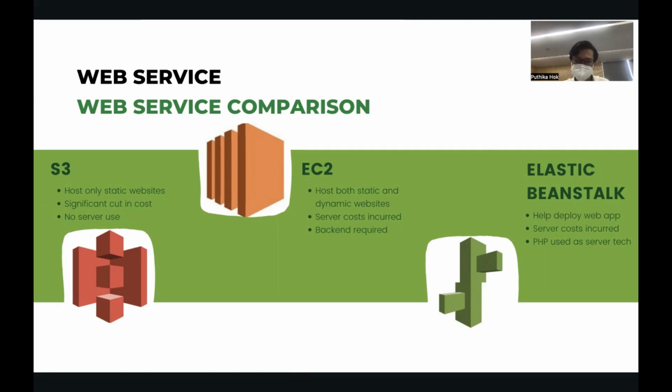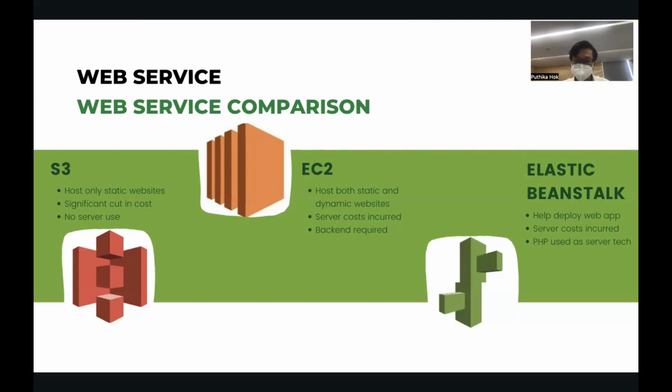And compared to other services that allow web hosting, you can see that EC2 also allows static hosting. It actually hosts both static and dynamic websites. The server cost for EC2 is already incurred because it is using a server for a front end, back end, or even PHP. A backend is always required when it comes to hosting on EC2, which is not the case when it comes to S3. And then there is Elastic Beanstalk.